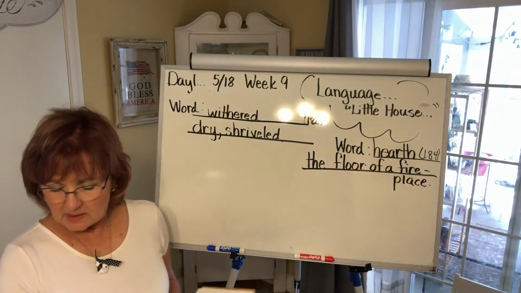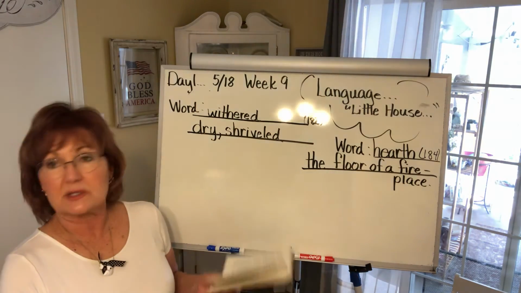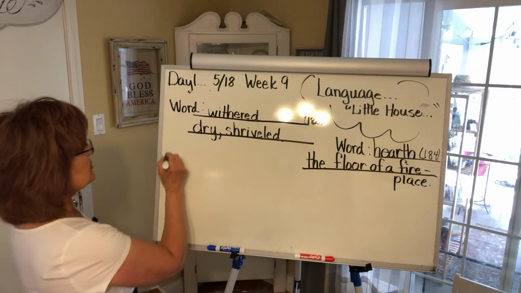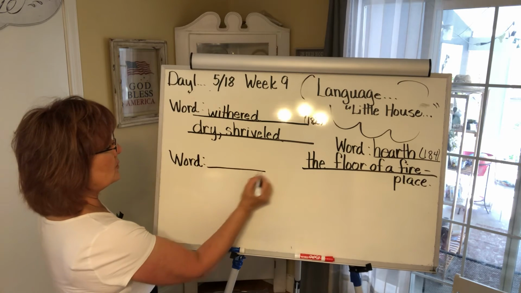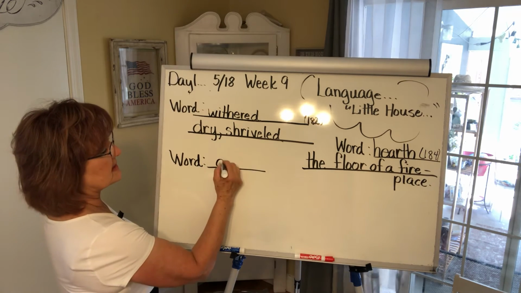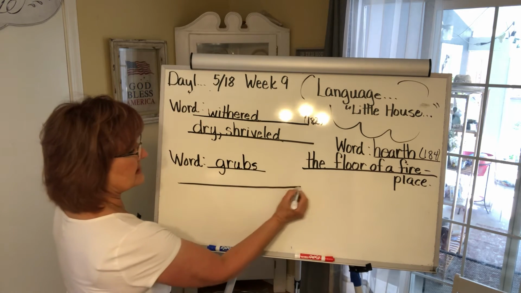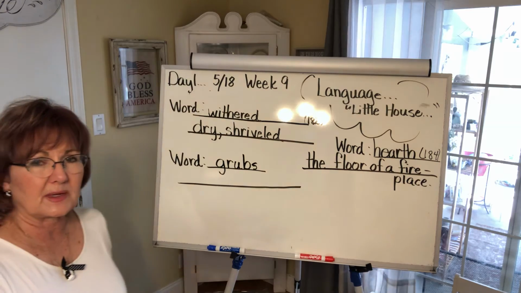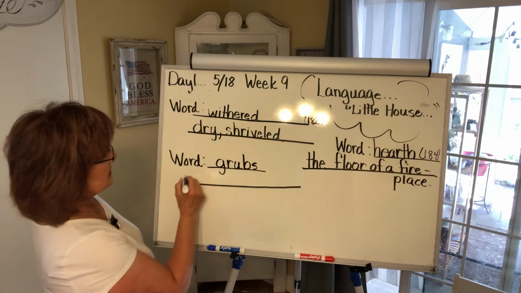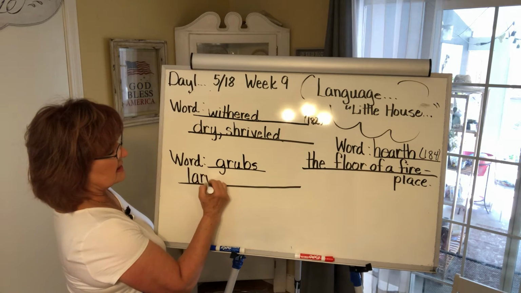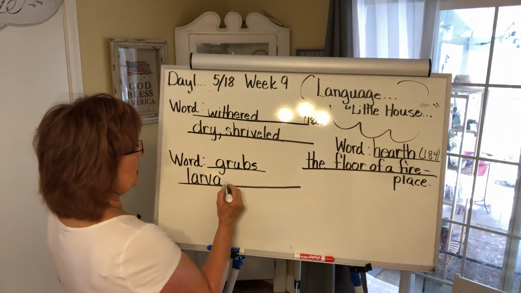Okay, I took the privilege of choosing your next word on page 184, same page. And the word I chose was grubs. Now, I wasn't even sure what grubs meant. I've heard of it. I knew it had something to do with an insect. So I looked up the meaning, and actually grubs is the larva stage of an insect that would go through metamorphosis.